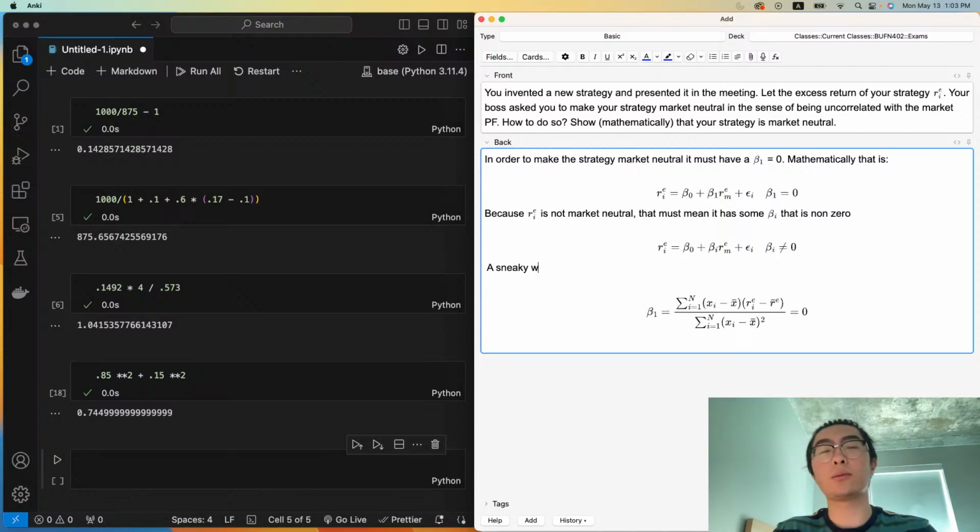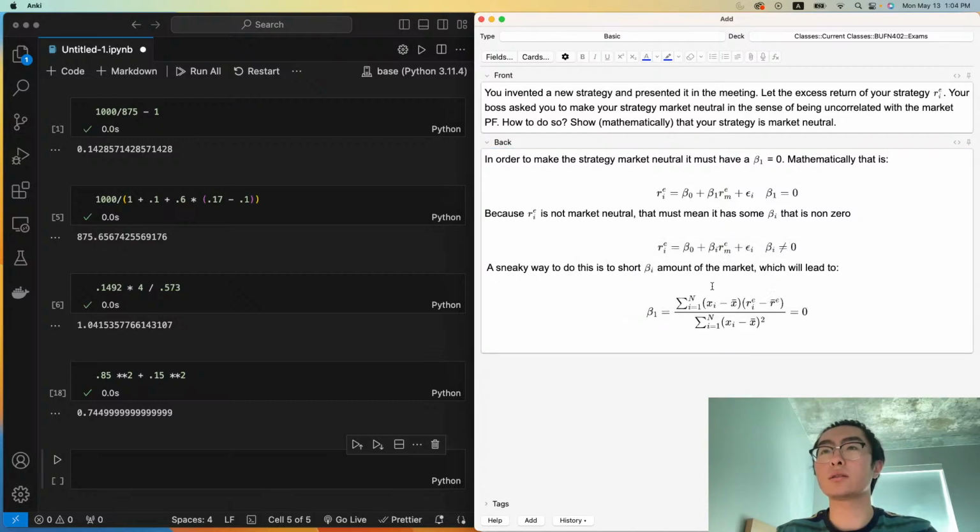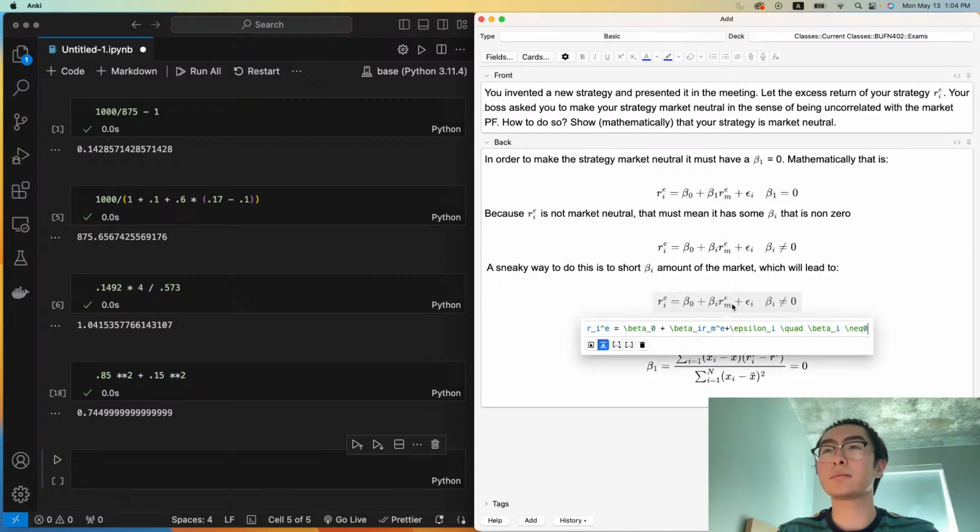A sneaky way to do this is to just short beta i amounts of the market, which will be minus beta i times R_m^e.